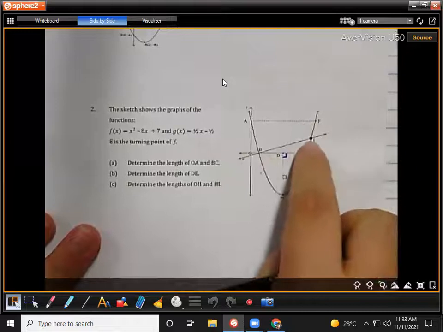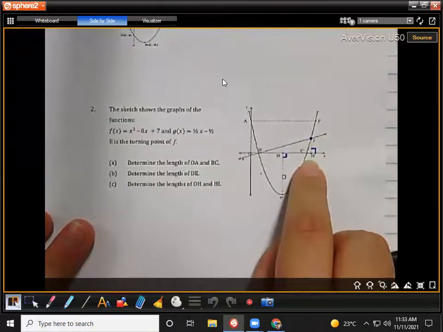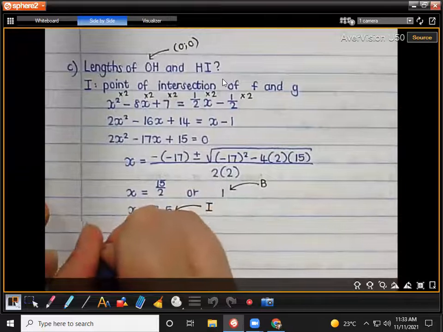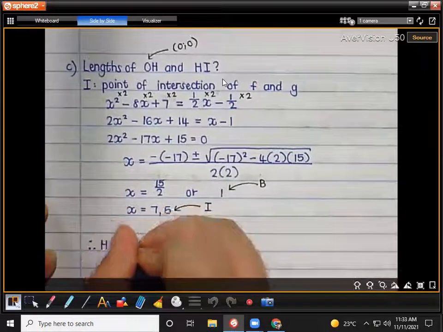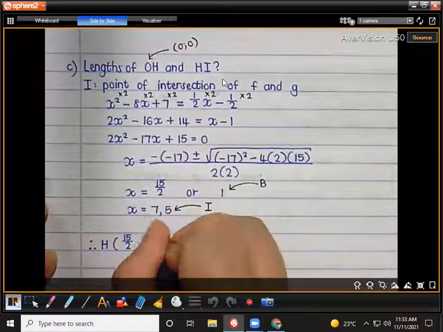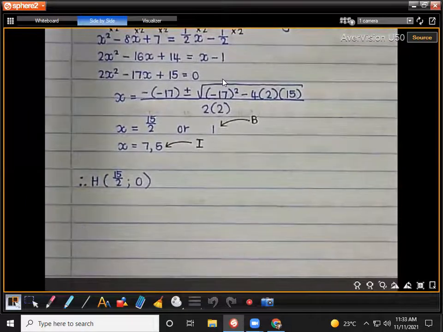So guys, if I know that I has an x value of 7,5, remember we said that H has that same x value, right? So therefore, H is the point. You can write 15 over 2 if you want, or 7,5, it doesn't matter. H is that point, 15 over 2, 0.